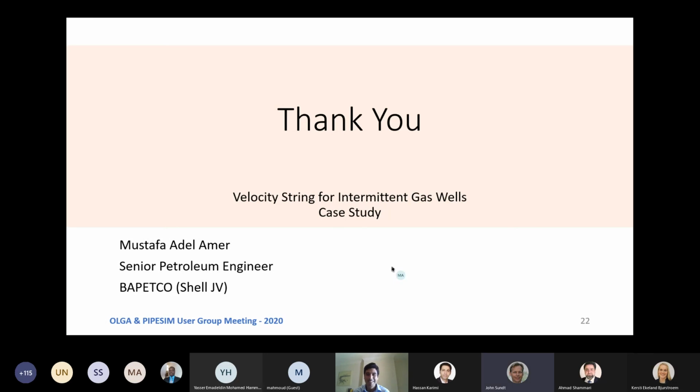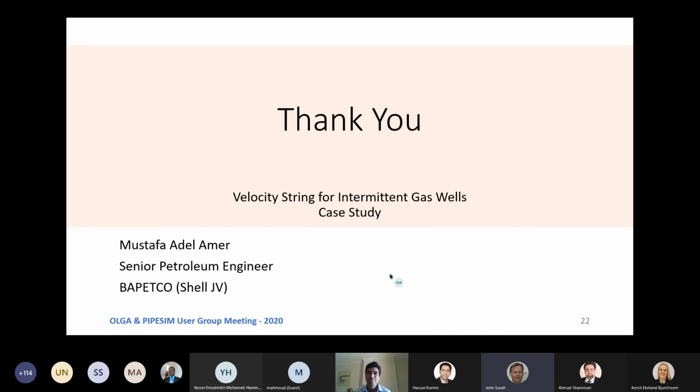There's a couple of questions on the mural, and you can also unmute if you have questions, because we still have some time. Can the liquid loading prediction method used in Olga be used in Pipesim? Actually, I didn't use Olga because we don't have access to it. That's why we were forced to use Pipesim. We squeezed it to get the maximum out of it.